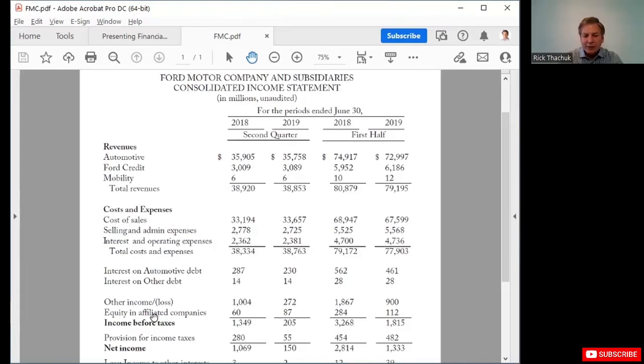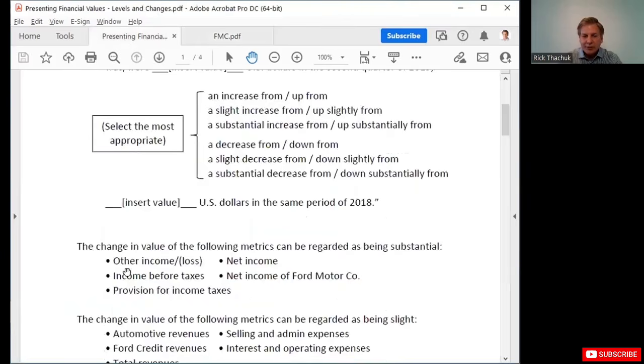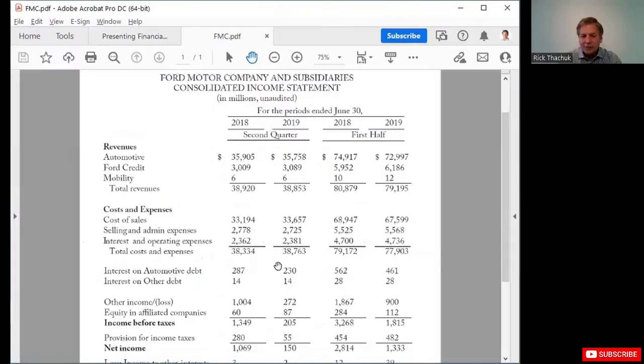Let's look at this one. Other income. Other income went from this level to this level. So it declined. Is that substantial? It looks substantial to me. Let's see if it's in our list. You see other income right here. We'll call that substantial. So we're going to say then a substantial decrease from or down substantially from. So I wonder if you want to try to present that one for me right now.